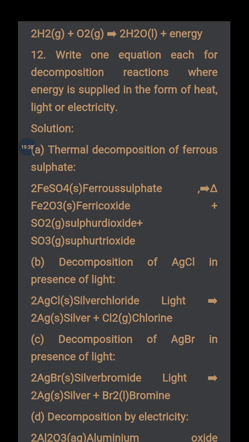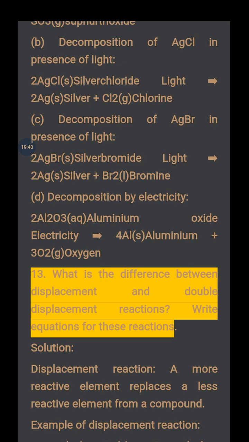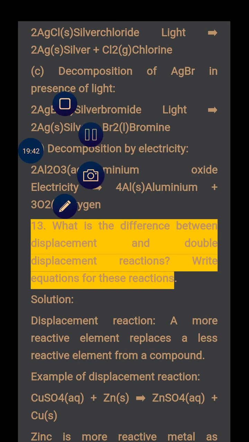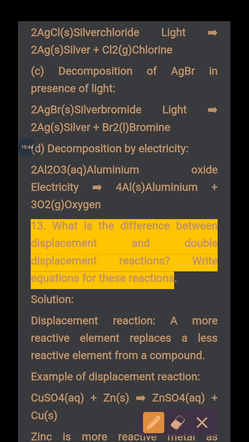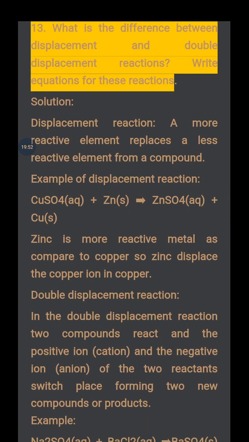Another example is decomposition by electricity. Aluminium oxide decomposes into aluminium and oxygen. Now come to the next question: what is the difference between displacement and double displacement reactions? Write the equations for these reactions.